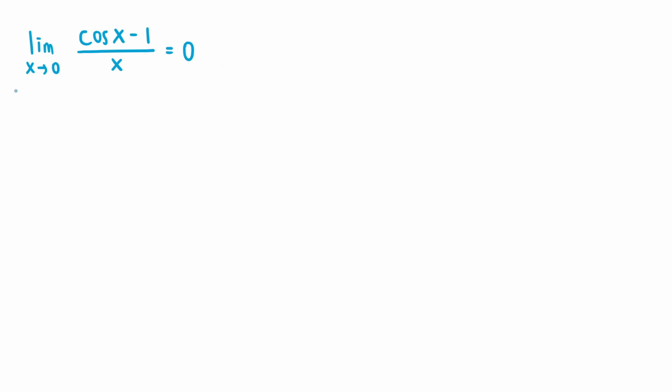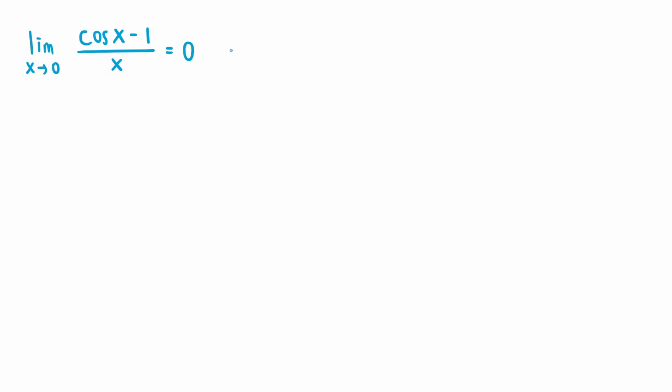The limit as x approaches 0 of (cos x − 1)/x is a well-known limit which equals 0, and what we're going to be doing is proving this result without using L'Hopital's rule. This proof uses another well-known limit, which is the limit as x approaches 0 of sin(x)/x, which I already did a video on, which I will link in the description.